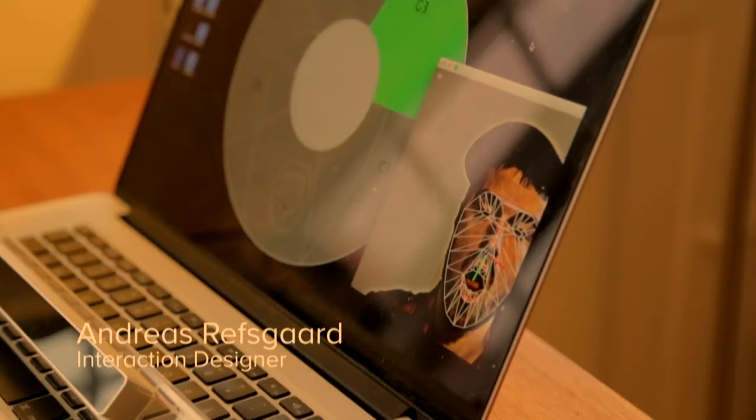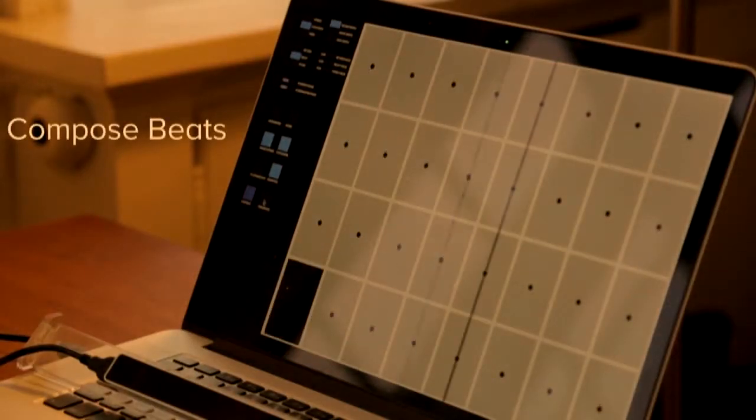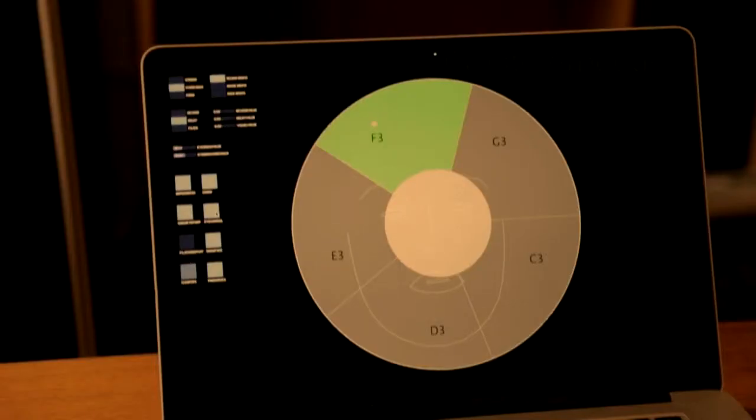It's a musical instrument for people with physical disabilities that allows them to play by only using their eyes and facial gestures. This is a sequencer where if I look at one point for 2 seconds, then I insert a beat.